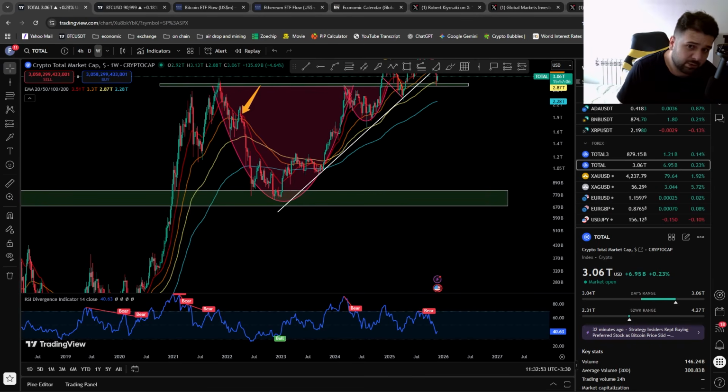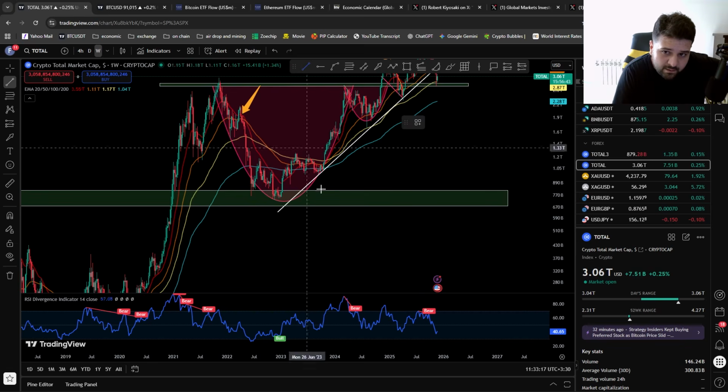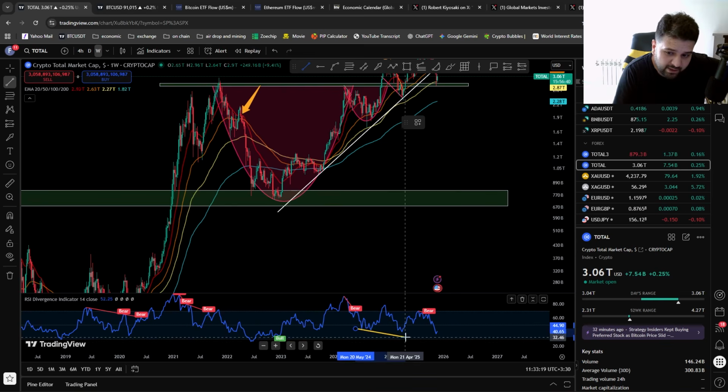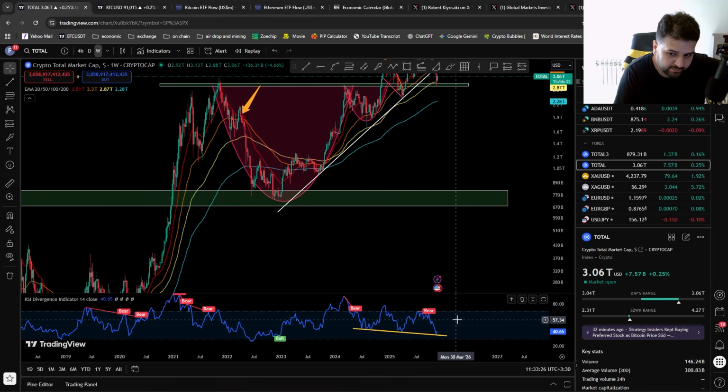Today let's talk about the Bitcoin and the total market RSI and how it behaved in the previous cycle. The point that caught my attention on the RSI was this one. Some people believe that in the current situation we have a hidden bullish divergence on the weekly time frame.